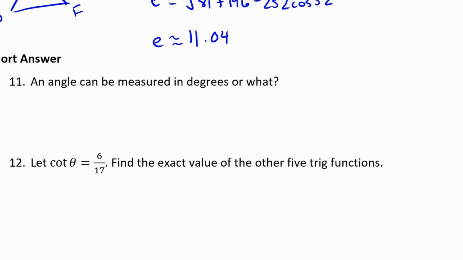Alright, moving on to the short answer questions. The first question is going to be sort of a definition question. An angle can be measured in degrees or what. From this unit, we know that we have degrees and radians. Those are the ones with pi. Other things that you might want to know are coterminal angles, any of the formulas that we have, what they're used for, such as linear velocity, angular velocity, coterminal angle, intervals, and things like that.